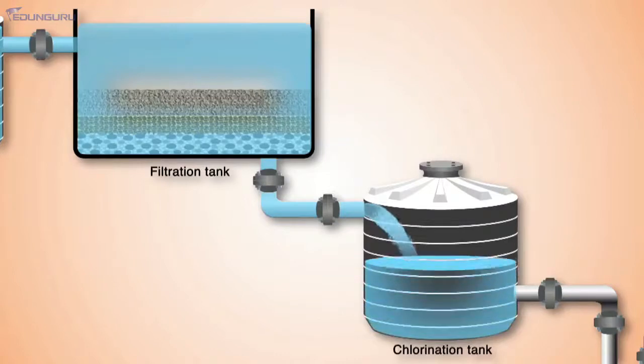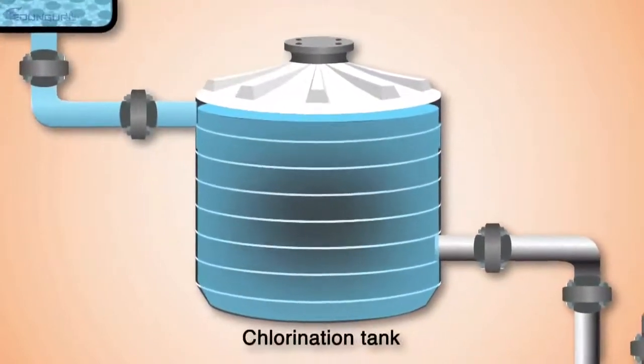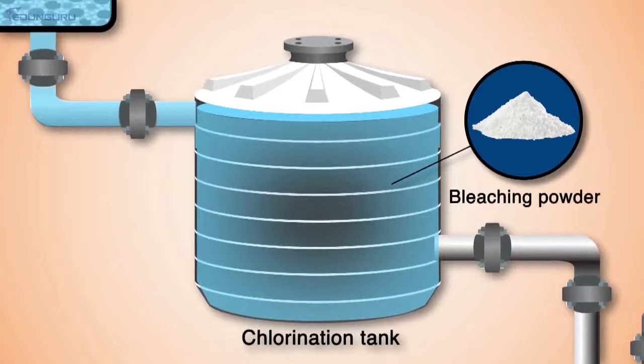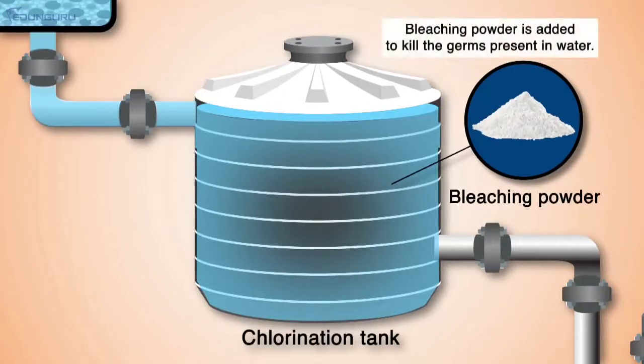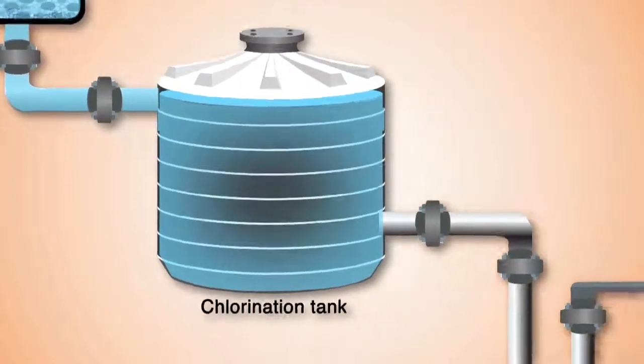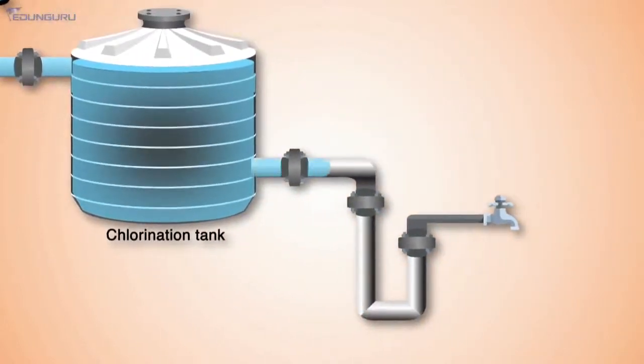In the chlorination tank, it is mixed with bleaching powder. Bleaching powder will kill the bacteria and the germs in the water. Now the water is fit to be supplied to the various households. So you see, we have discussed various methods of purification and we can use any of these methods to obtain a pure compound. With this we come to an end of this module.